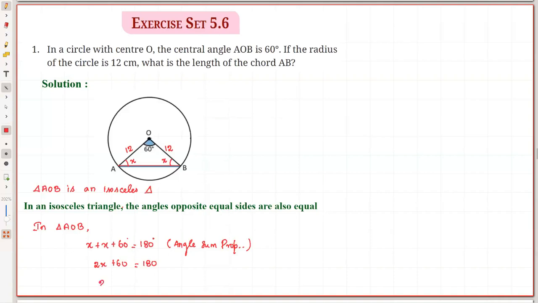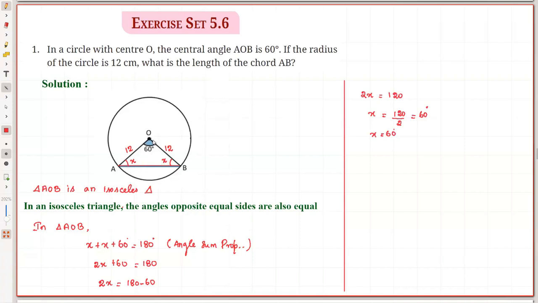Now 2X plus 60 is equal to 180, so 2X is equal to 180 minus 60, which is 120. Now X is equal to 120 divided by 2, which is 60 degrees. Now X is equal to 60 degrees. That means this is 60, this is also 60, this is also 60. So all the three angles are equal to 60 degrees.